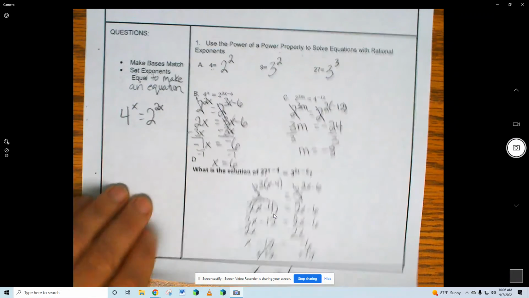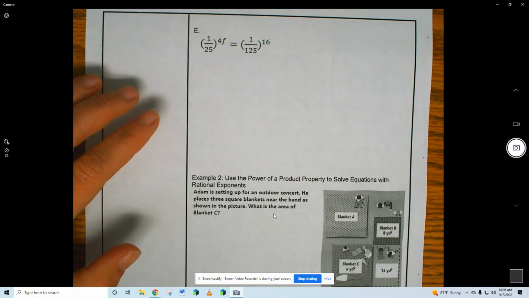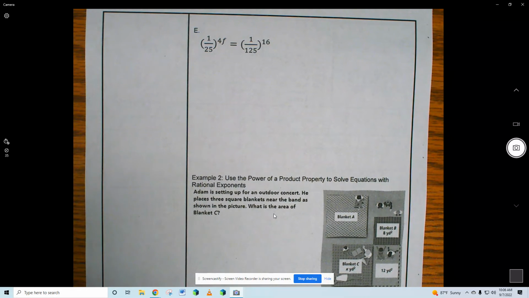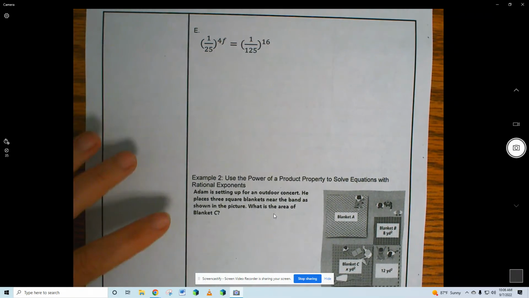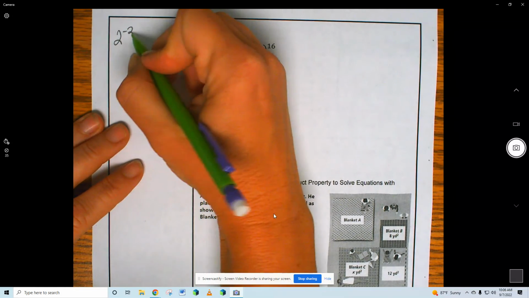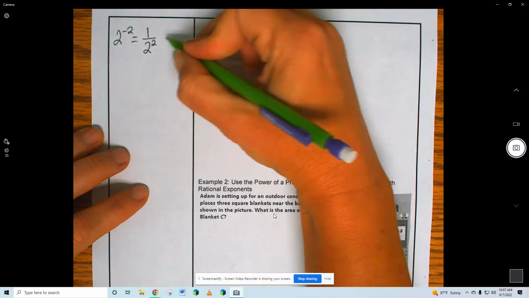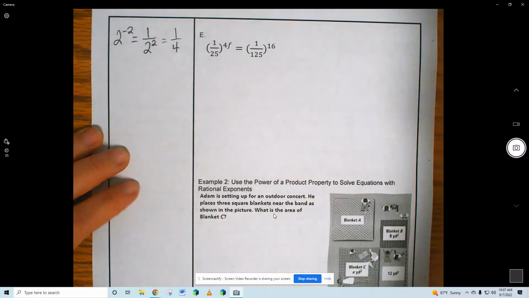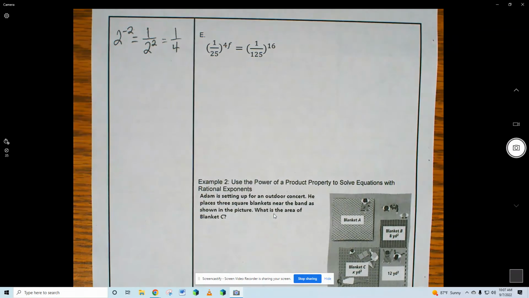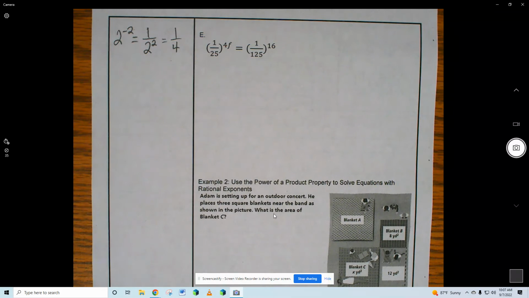Okay. On the back side, this is your example. So let's do a little recap of fractions. Like 2 to the negative second becomes 1 over 2 squared, right? Becomes 1 over 4. Now, the reason I did this example is because I started with the negative exponent, I ended with a fraction.